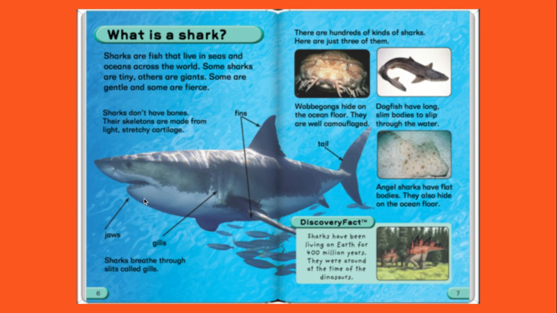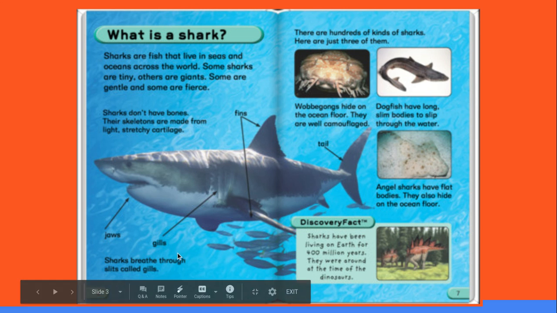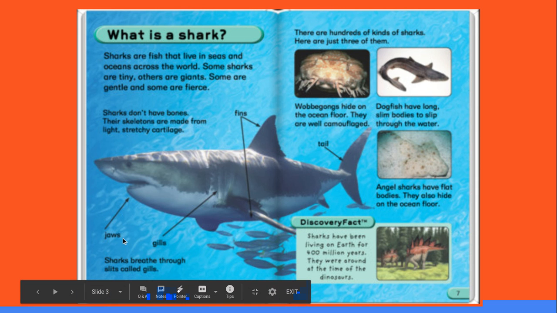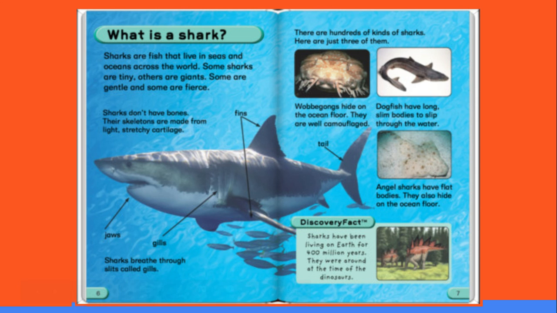And then I have all these different labels: jaws, gills, fins, tail. Sharks breathe through slits called gills. So another caption and also these labels here are showing me the parts of a shark. If I didn't know anything about a shark and I just flipped the page and skipped these text features, I would miss out on being able to identify and know what the parts of a shark look like.